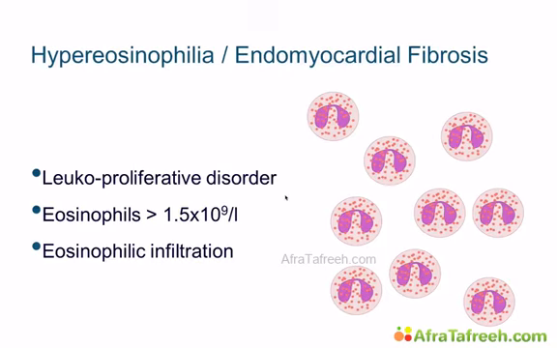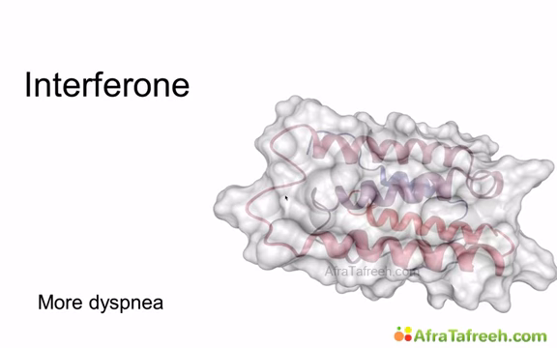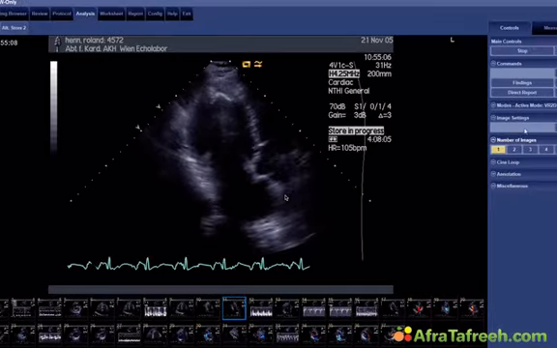It's a leukoproliferative disorder where we have an increased number of eosinophilic cells, and what happens is that there is kind of an eosinophilic infiltration located in the endocardium, which causes those infiltrations that we just saw in the echocardiogram. We'll go back to them and I'll show you these infiltrations once more. This disease also affects the myocardium, and it is in the group of restrictive cardiomyopathy. Okay, so let me go back to the presentation.